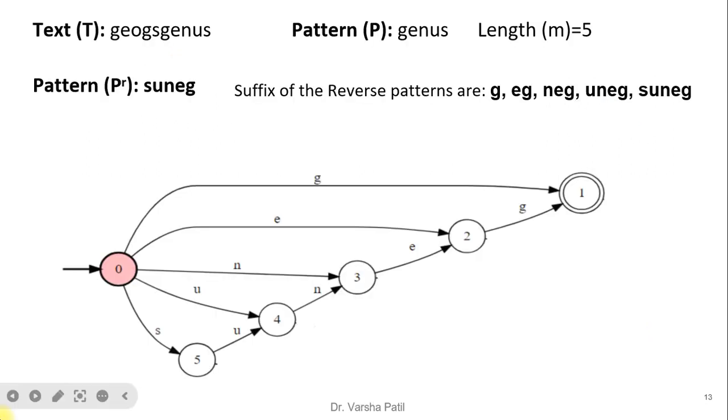Now see the last example. The text is GEOGS and the pattern is GENUS, so the length m is equal to 5. We take the reverse of the pattern, which is SUNEG. Then we can determine the suffixes G, EG, NEG, UNEG, and SUNEG. Based on that, we first design the DFA or minimized DFA. So this is SUNEG accepting. Then G is accepting, EG is accepting, NEG is accepting, UNEG accepting, SUNEG is accepting.